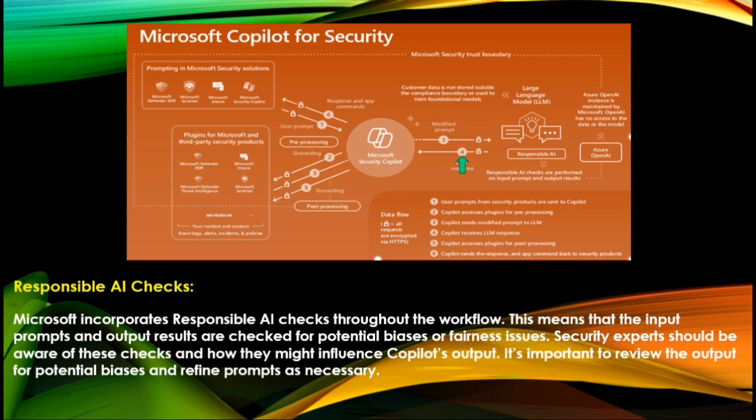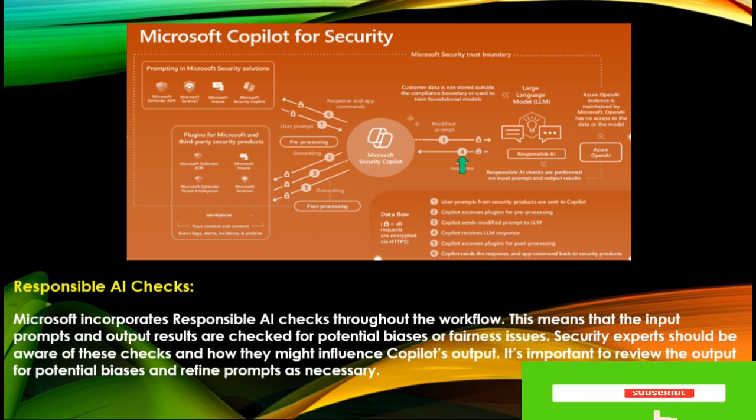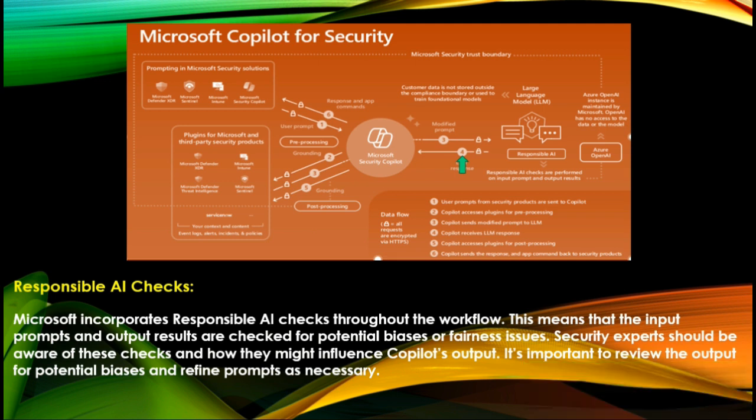Responsible AI checks. Microsoft incorporates responsible AI checks throughout the workflow. This means that the input prompts and output results are checked for potential biases or fairness issues. Security experts should be aware of these checks and how they might influence Copilot's output. It's important to review the output for potential biases and refine prompts as necessary.